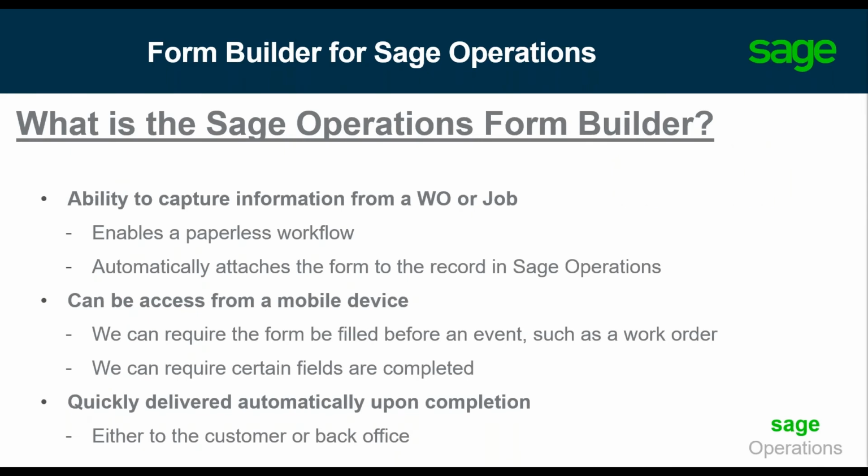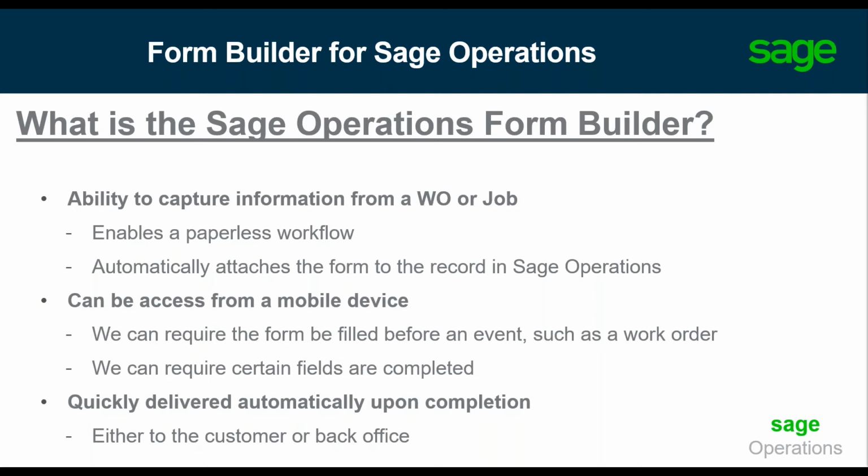As the native fields within Sage are writing back into your Sage accounting system, there is additional information that you're looking to capture. This is where the form builder would come into place. The form builder allows us to capture additional information from a work order or a job, enabling a paperless workflow, automatically attaching the forms to the record in Sage Service Operations. Forms can also be accessed by a user from their mobile device.